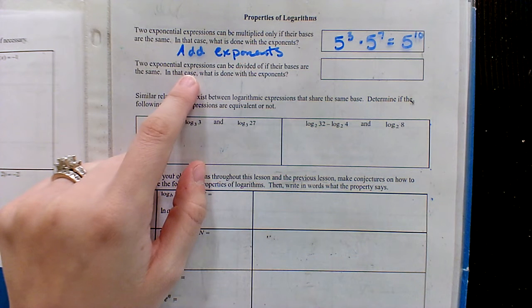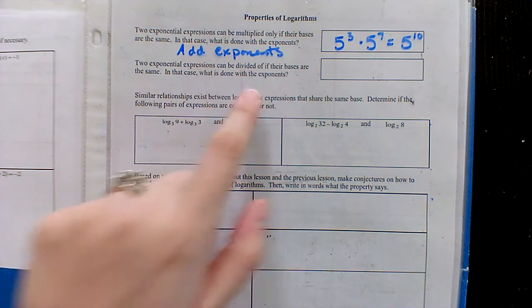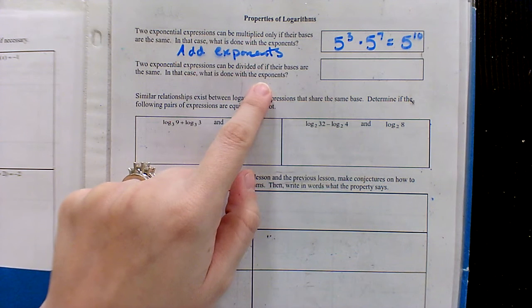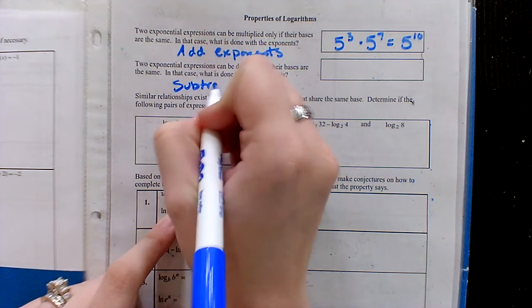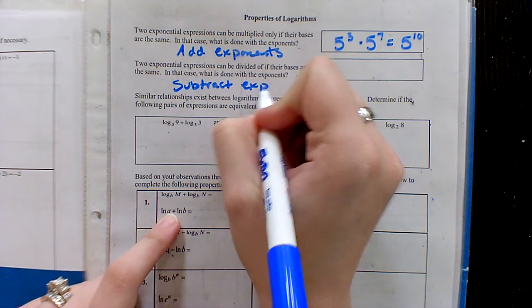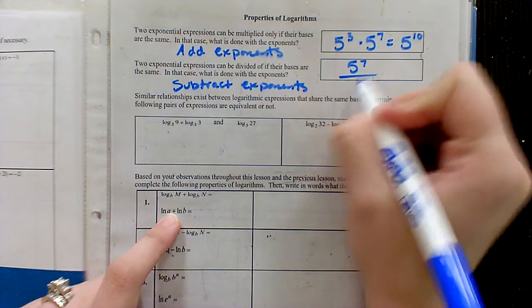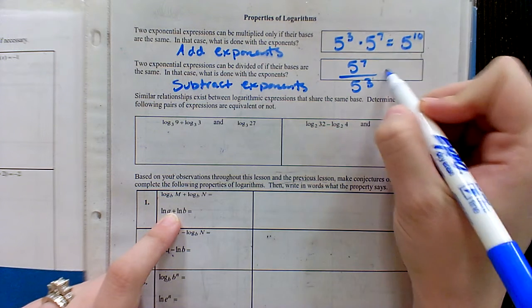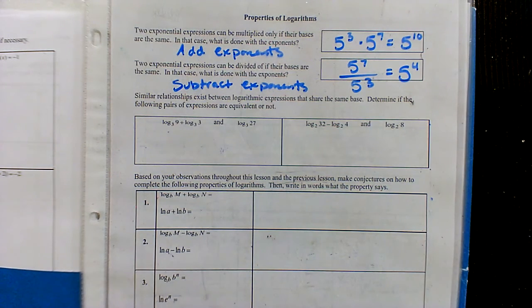What if we had two exponential expressions that were being divided and we knew they had the same base? What would you do with the exponents? Yes? Subtract them. All right, so for instance, if we had 5 to the 7th divided by 5 to the 3rd, that would be 5 to the 4th. We're familiar with those two. Those are the two big ones, okay?